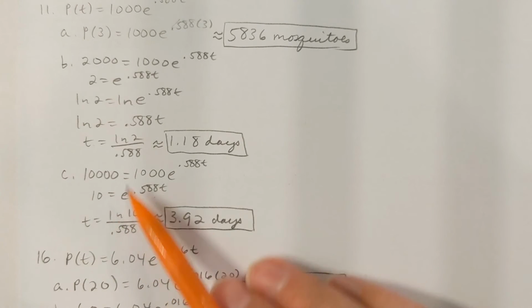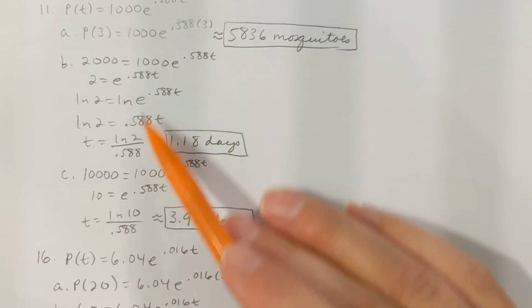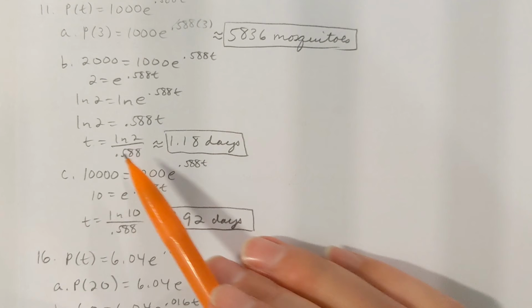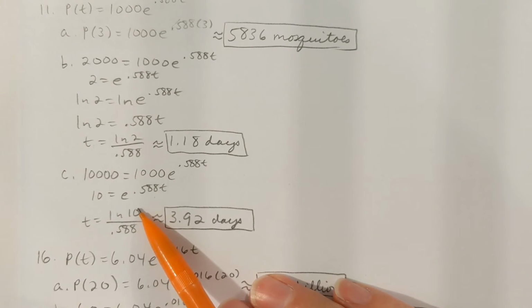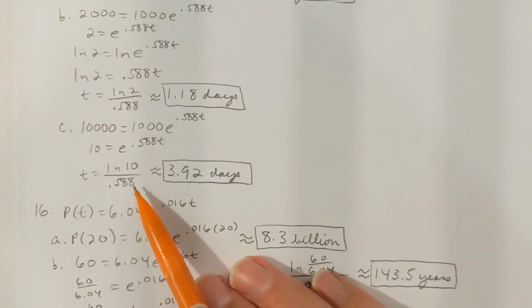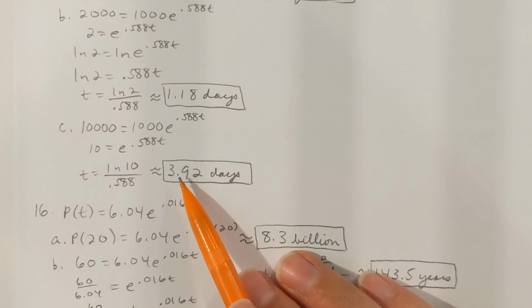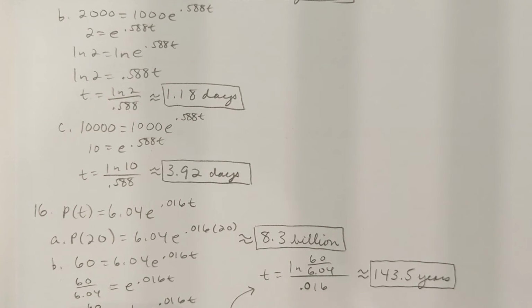Now if I compare this equation to the one right above in part B, the only adjustment is going to be at the end, where I see ln 2, it's going to be ln 10. So if I go to the calculator now and type in ln 10 divided by 0.588, I get roughly 3.92 days as the answer.